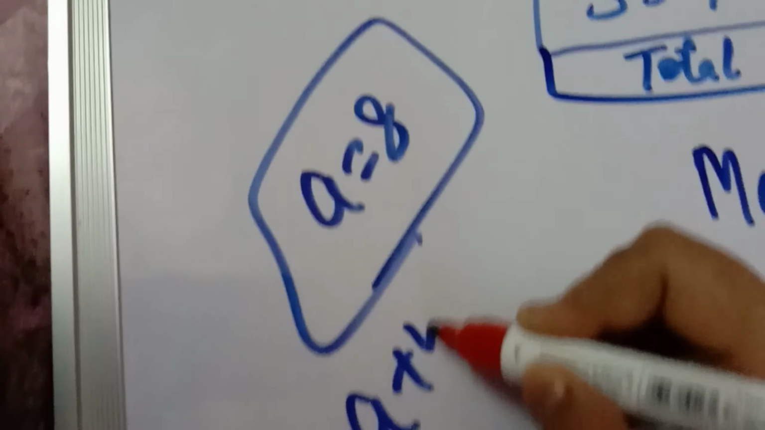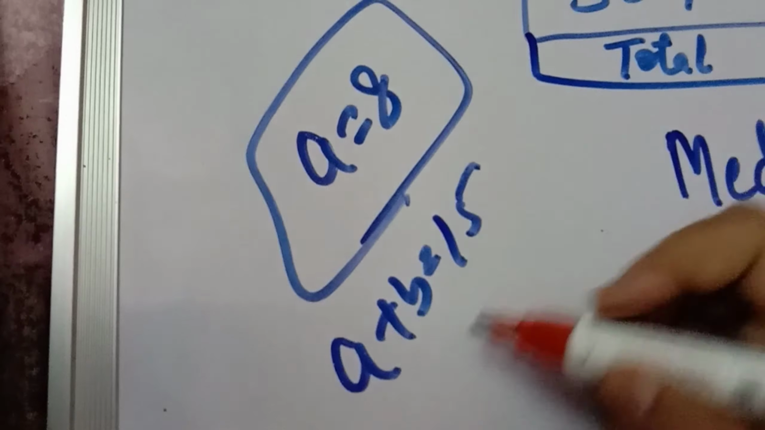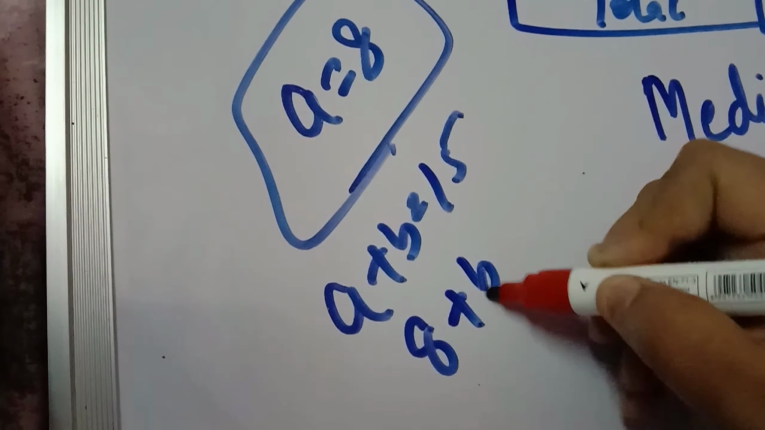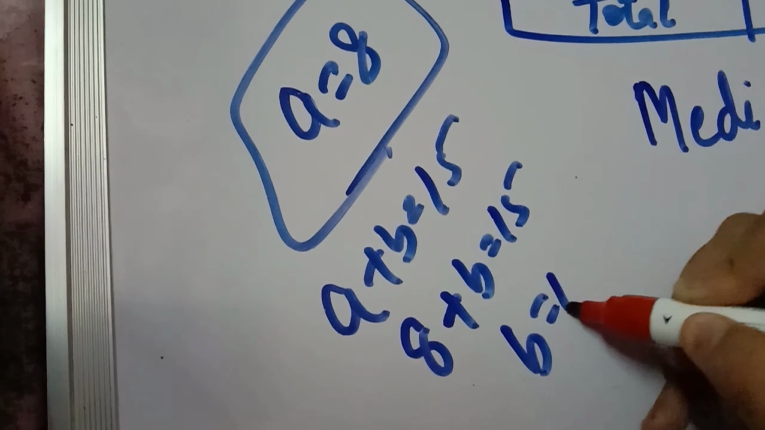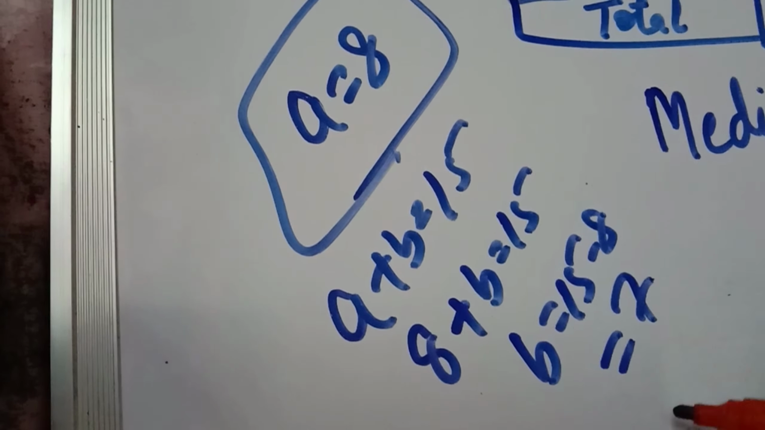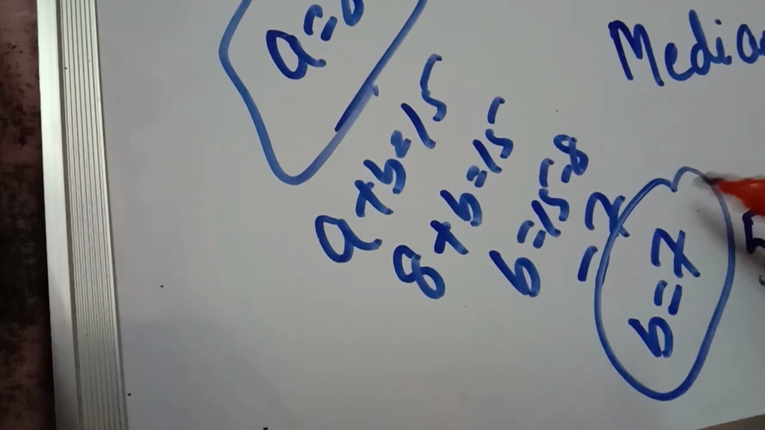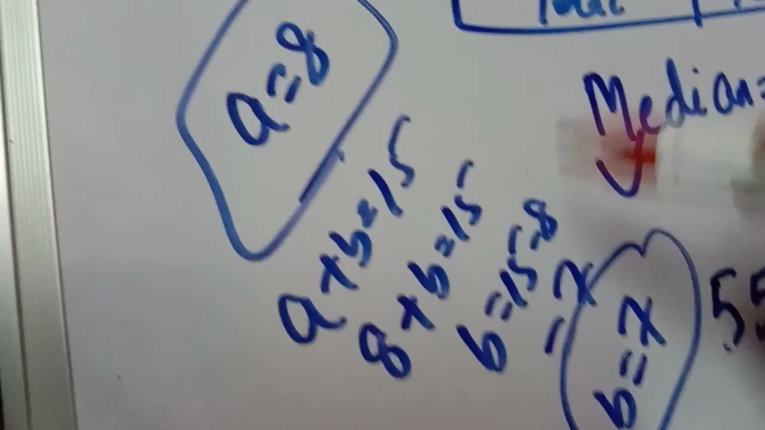Now A plus B is 15, you know only. So A you will put 8, B will come 15 minus 8, that is 7. So B will come 7. So this only you have to find, A and B. So this came. Question number 32.